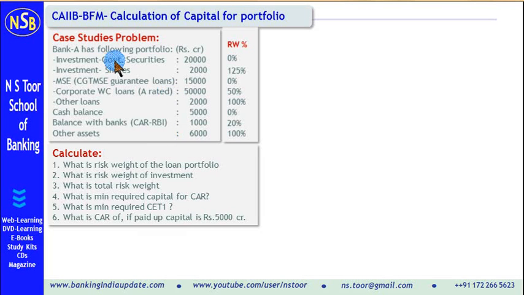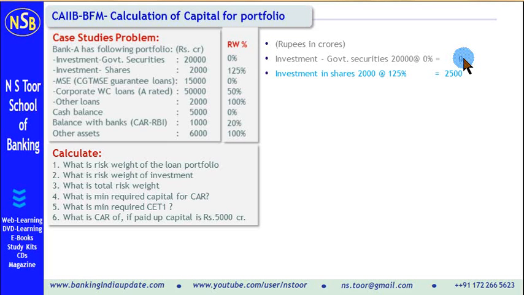So value has to be calculated separately for each. So let us start calculation of value. All rupees given here will be in crores of rupees. First of all, it is investment in government securities. So investment in government securities 20,000 crore. Risk weight is 0%. Hence the risk value will be 0. Now investment in shares. So investment in shares is 2,000 crores. 125% is the risk weight percent. Hence risk value will be 2,500.